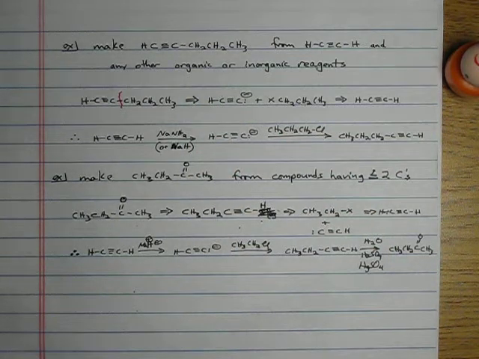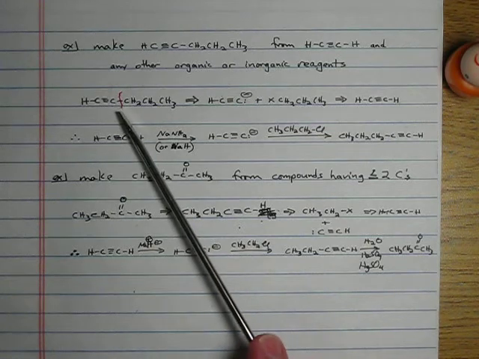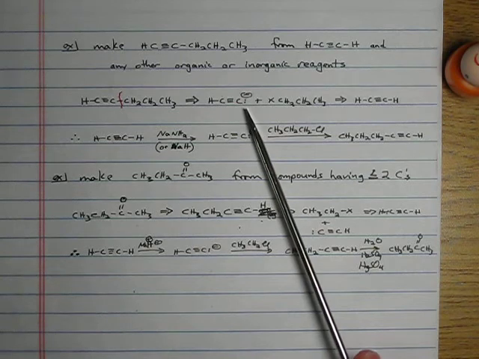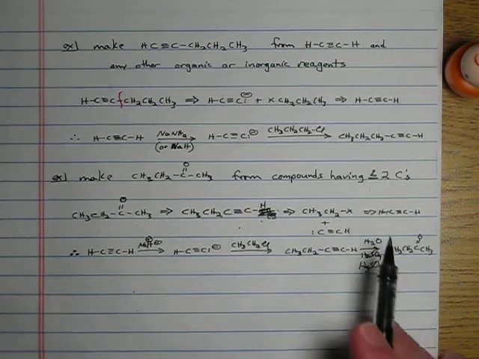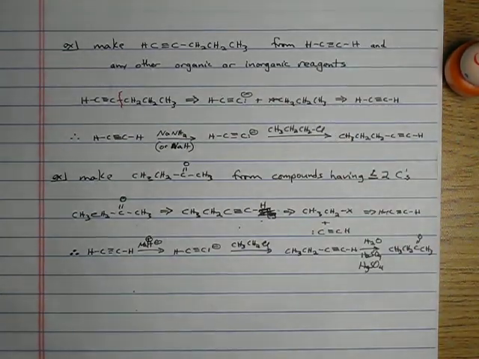We said, okay, this is the bond I want to make. Retrosynthetically, that would come from this acetylide ion and this alkane, well actually an alkyl halide, probably a bromine or chlorine on there.